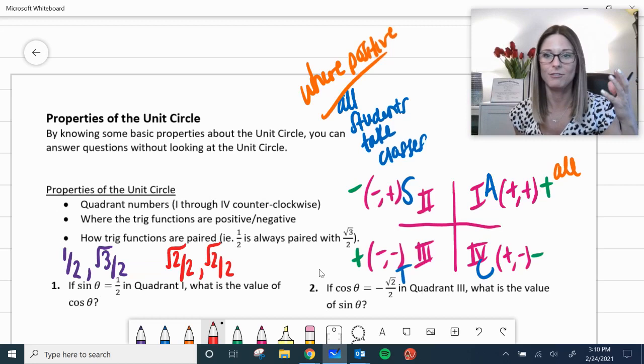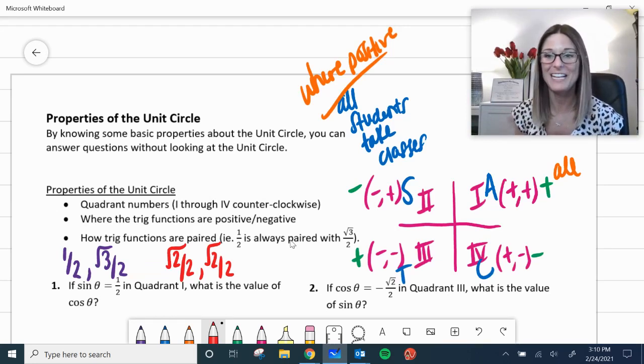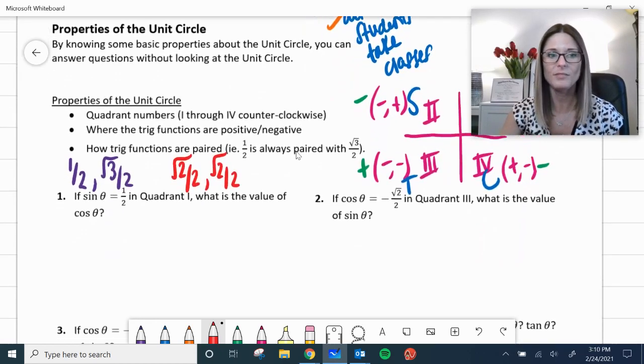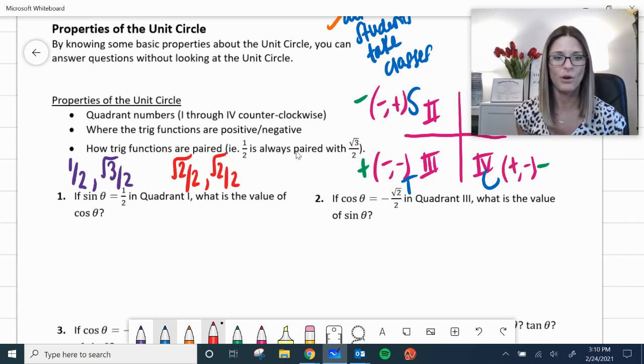So if you have sine or cosine, these are those marriages, okay? All right, so let's look at some examples. Let's see how we can answer these questions just knowing quadrants, where our trig functions are positive and negative, ASTC, and those special pairings. So number 1 says if sine theta is positive 1/2 in the first quadrant, what's the value of cosine? So what I like to do just out of habit is ASTC.